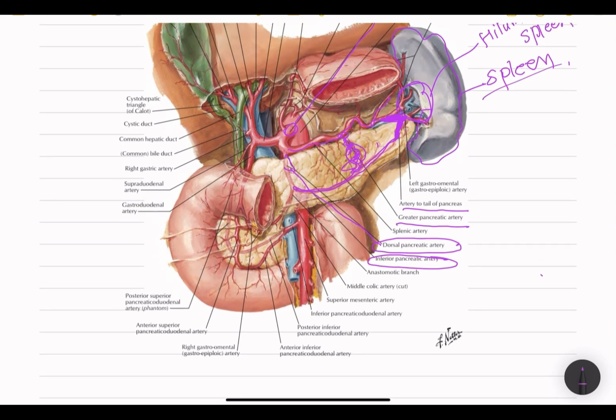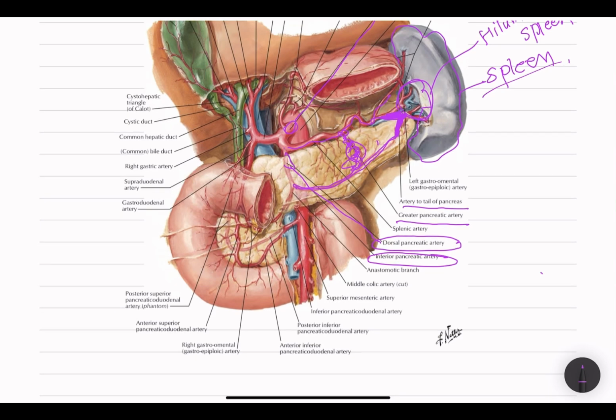So next, we also have to identify the superior mesenteric artery. The superior mesenteric artery supplies the anterior and posterior part of the head of the pancreas. So look, this is our superior mesenteric artery, which lies below the pancreas, from which the branches originate. It gives the anterior and posterior branch for the pancreas, which supplies the head of the pancreas.